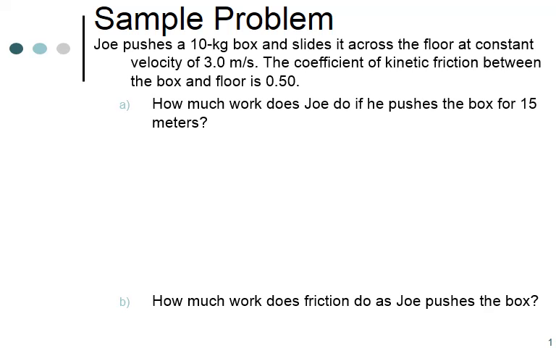All right, so this is a good one to review as well here. Joe pushes a box, and it slides across the floor at 3 meters per second. The coefficient of friction is 0.5. How much work does Joe do if he pushes the box for 15 meters? And then part B, how much work does friction do? So go ahead and pause the clip and give this a try. And when you're ready to check, you can hit play to continue.